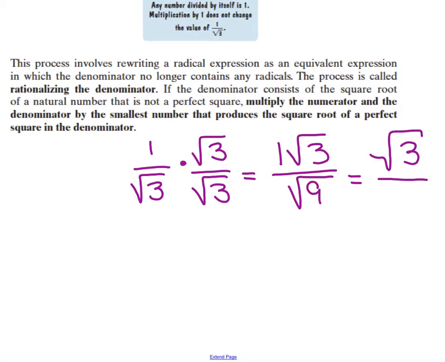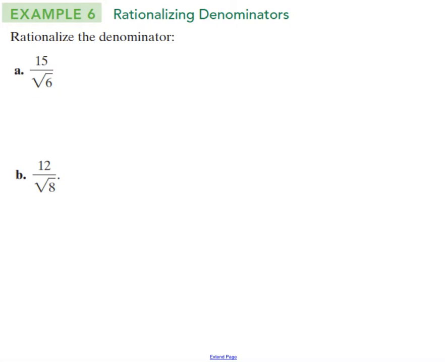And then square root of 9 is a perfect square. Square root of 9 is 3. So your final answer, what it does is it removes that radical in the denominator. It's gone. So this is what we call rationalizing the denominator. Here are a couple more examples here.